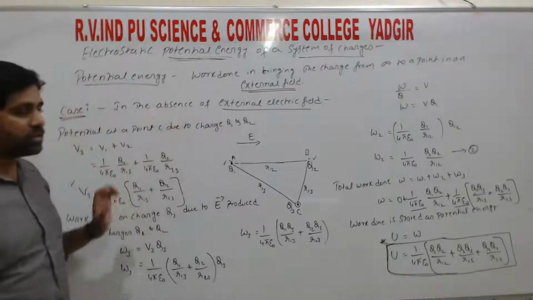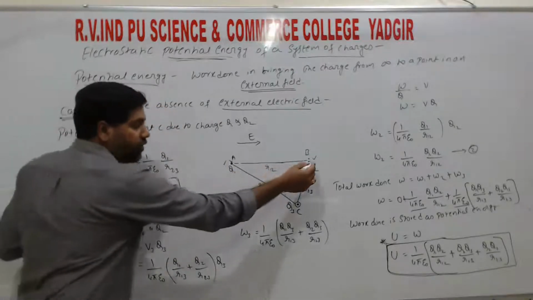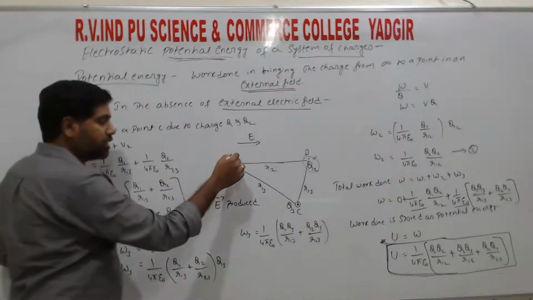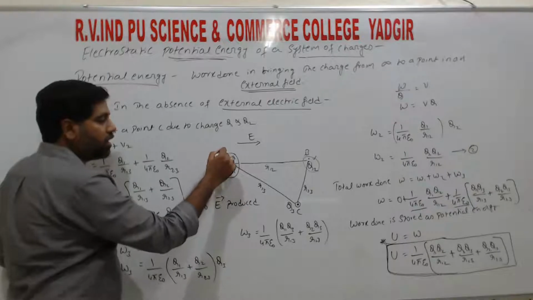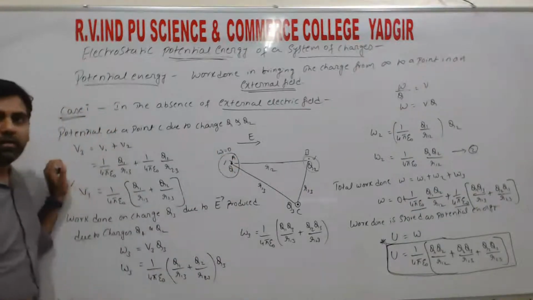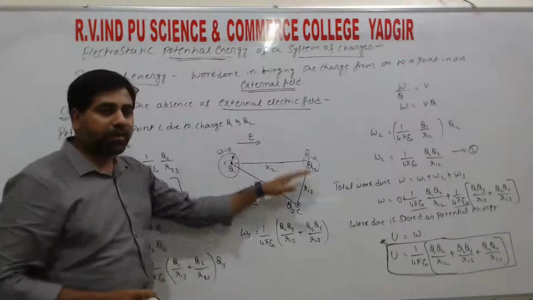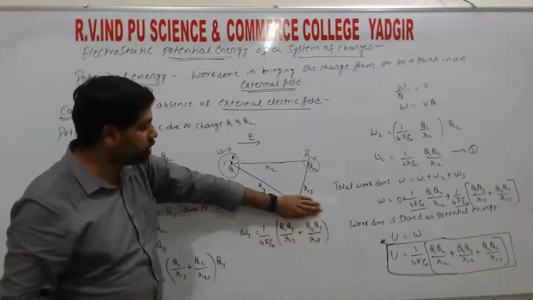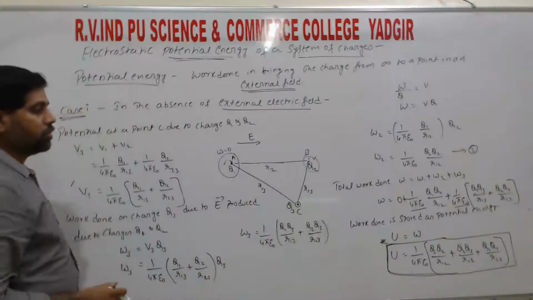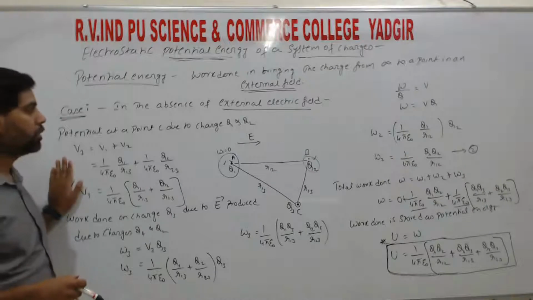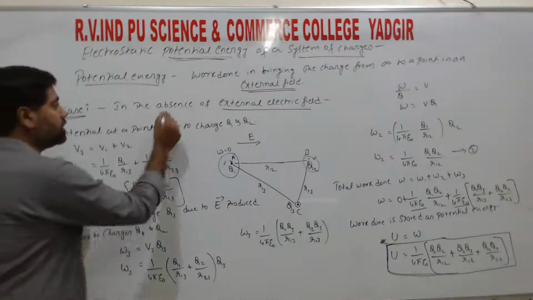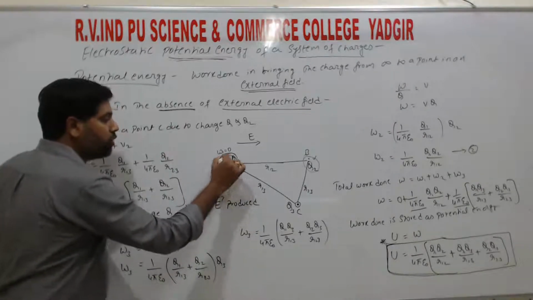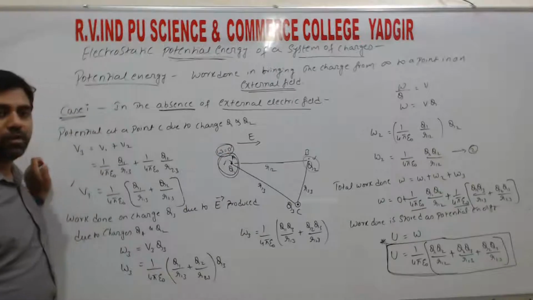So in the absence of an external field, we need to remember that if we take the first charge as Q1, the work done W1 is 0. Here I considered Q1 as the first charge, hence the work done is 0, right? As you wish, you can take any one as the first charge. If Q3 is taken as the first charge, then the work done at Q3 is 0. Very important: this is only in the absence of an external field. In the absence of an external field, the work done for the first charge is always equal to 0, right?